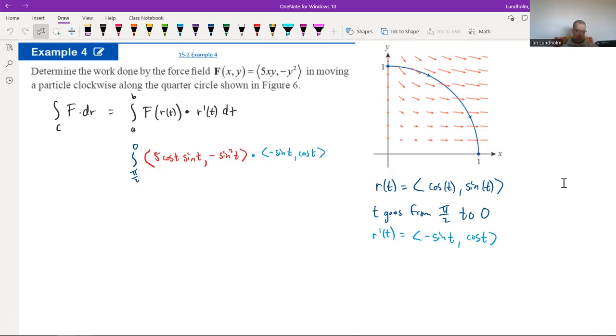And we'll just throw dt there on the end. But in order to get the integrand, we're actually going to take a dot product. Boom, boom, pi halves, 0.